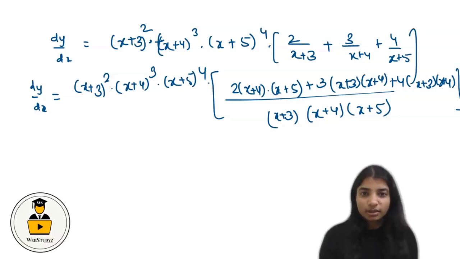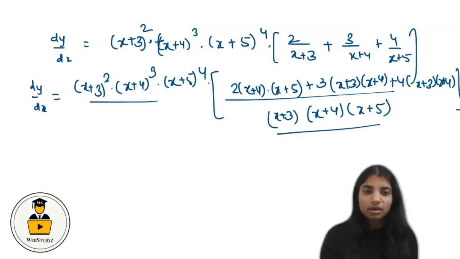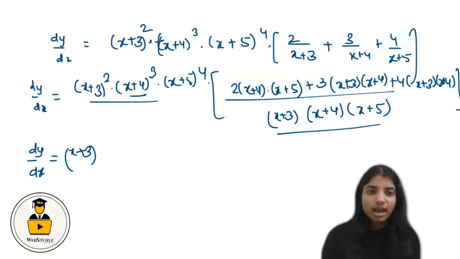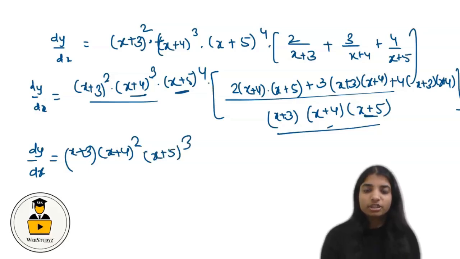So here we can cancel the terms in the numerator with the terms in the denominator. So dy divided by dx, x plus 3 and x plus 3 cancel. So here we are left with x plus 3, and here this is x plus 4 raised to the power 3, and here is x plus 4. So this from here becomes equal to x plus 4 raised to the power 2, and here is x plus 5 raised to the power 4, and here is simply x plus 5. So this from here becomes equal to x plus 5 raised to the power 3, which is multiplied.